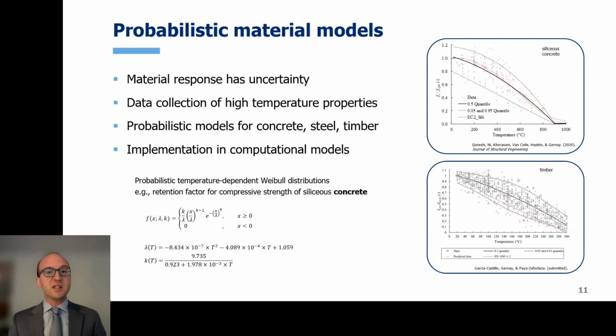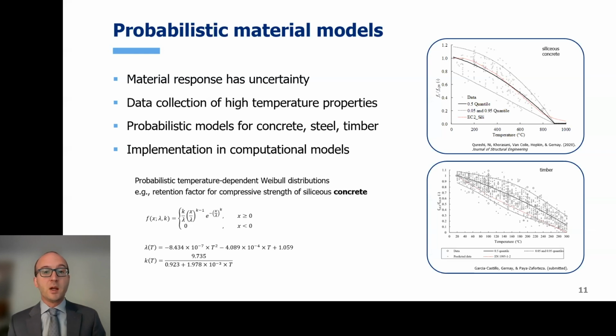When we do these types of experiments, if we repeat the same experiments a few times, we observe some variability in the response. And if we compare with results from other labs, we observe even more variability. So there is uncertainty in the material response at elevated temperature, and there is some variability in measurements. To capture this uncertainty, the models for the materials that we will put in the simulations can be made probabilistic.